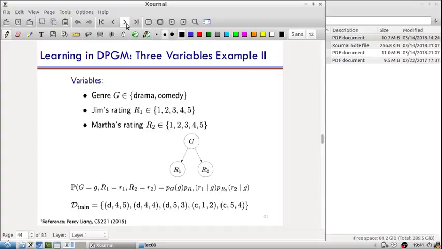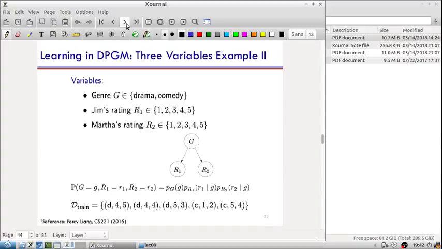Now, let's say there's a bunch of training data. In this case, there's what are the ratings of the two guys and what is the genre, okay? Maybe this is not observed, we'll get to that, but let's say this is your training data. It's not difficult to compute parameters of this guy and this guy. So what are the parameters of P of G? It's going to be what is the proportion of C's in your data, what is the proportion of D's in your data. C's is 2 by 5, and D's is 3 by 5. Okay, that's it. So P of G is easy to compute.